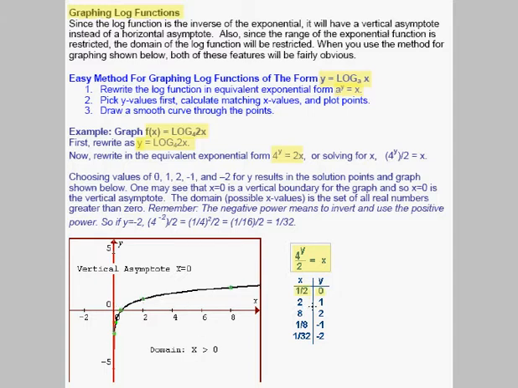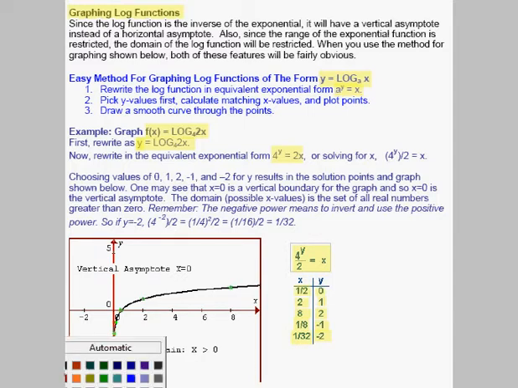When y is 1, we get 4 divided by 2, which gives us x equals 2. So we have a point 2, 1. When y is 2, 4 squared is 16, and 16 divided by 2 is 8. When y is -1, 4 to the -1 is 1/4. 1/4 divided in half or times a half is 1/8. And when y is -2, 4 to the -2 is 1 over 4 squared or 1/16. 1/16 divided in half or times 1/2 is 1/32.